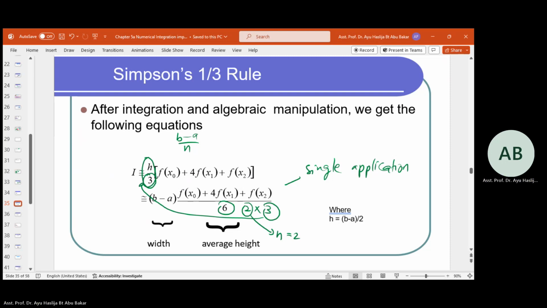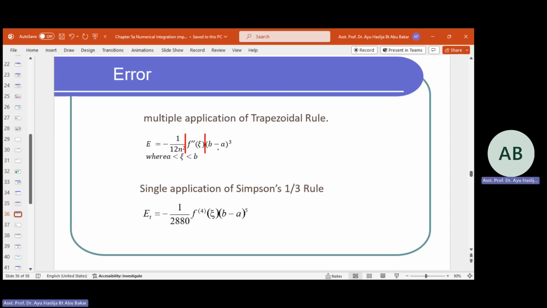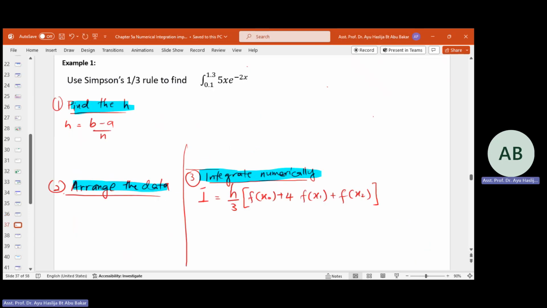N equals to 2. Understand the equation? Now, the error, this is to find the error which involves the differentiation of 2 times. But I will not focus much on this kind of error equation. We just use ET, which is the true value minus the approximate value. Much more simpler.